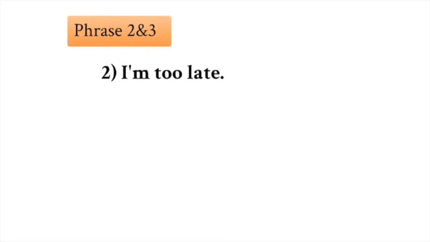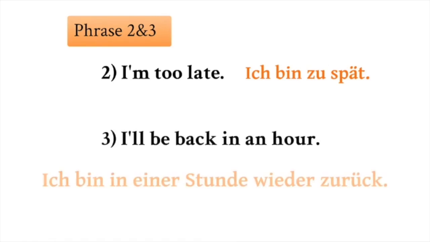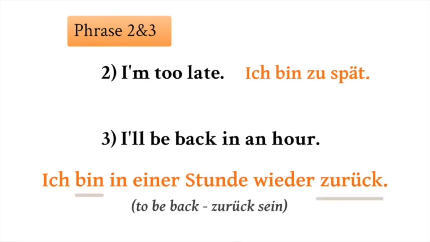Now let's continue with phrase number 2 and 3. The second phrase is I'm too late in German. Ich bin zu spät. And the third phrase, I will be back in an hour. Ich bin in einer Stunde wieder zurück. Here we have the verb bin, zurück, which is to be back, the infinitive form, zurück sein. So I'm too late. Ich bin zu spät. I will be back in an hour. Ich bin in einer Stunde wieder zurück.